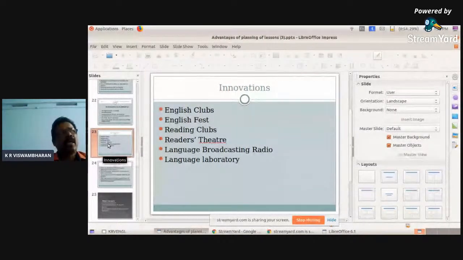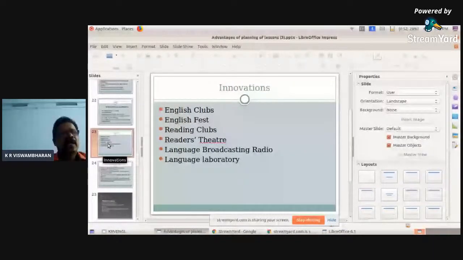Two or three language teachers in a school can lead, and English clubs can share their activities, their performances, their products, everything online for sharing of excellence, and it will be made use of for the successful learning of other students in other schools, or in other districts, even in other states also.